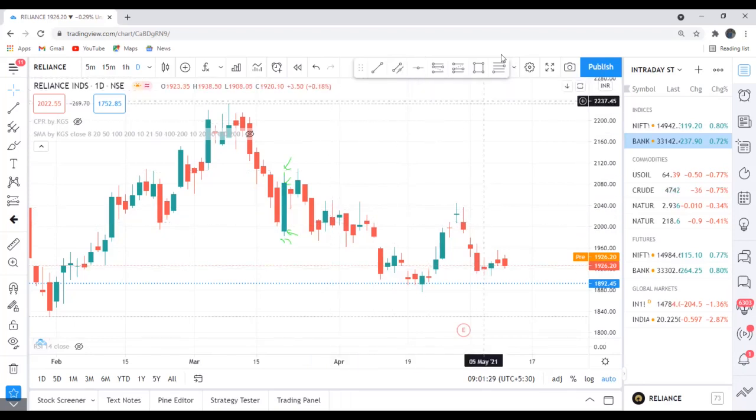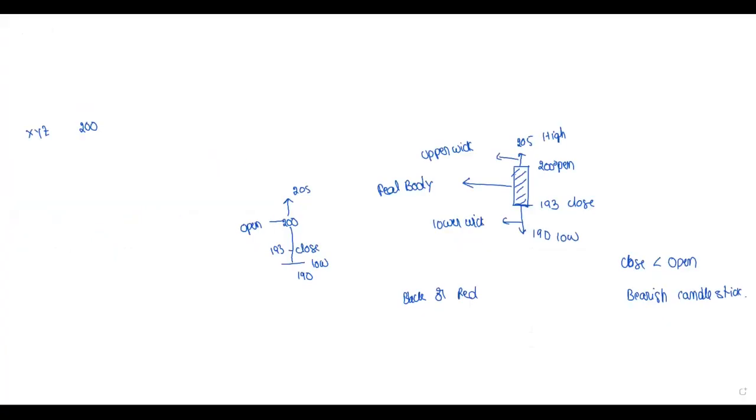Hope you are clear about how the candlestick is forming, how we represent candlesticks, what a bullish candlestick is and what a bearish candlestick is. The remaining candlestick patterns we will see in the upcoming videos.